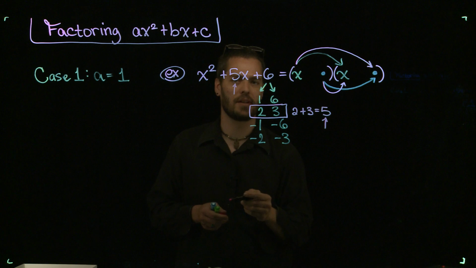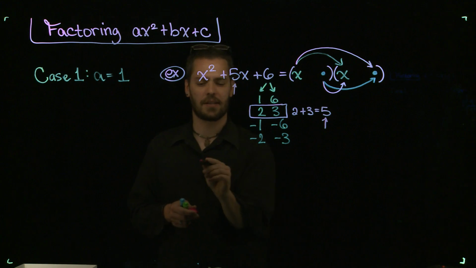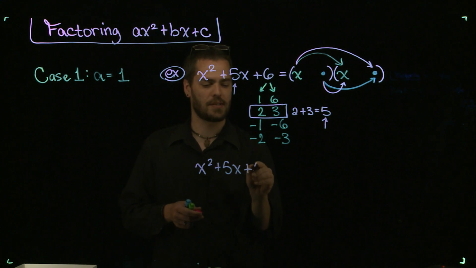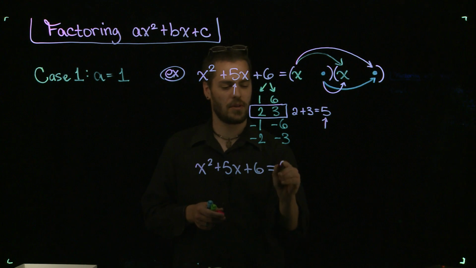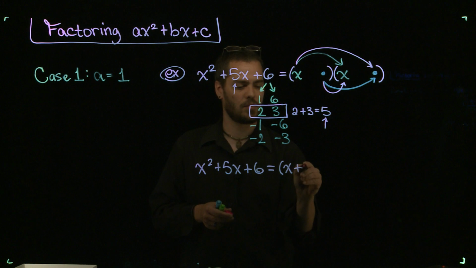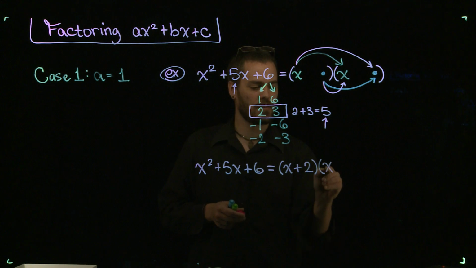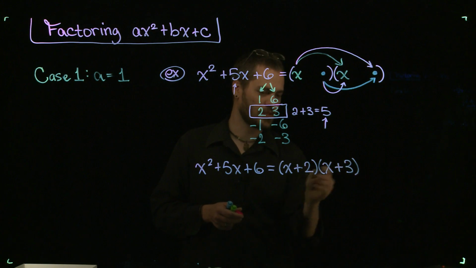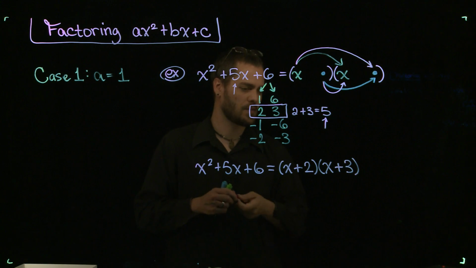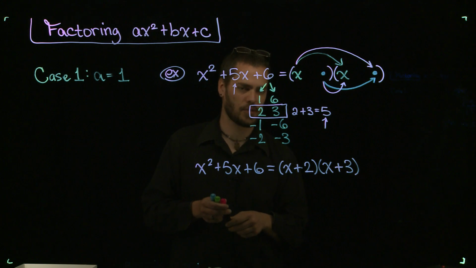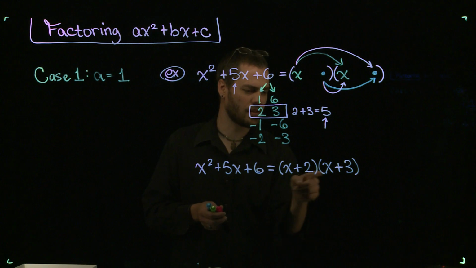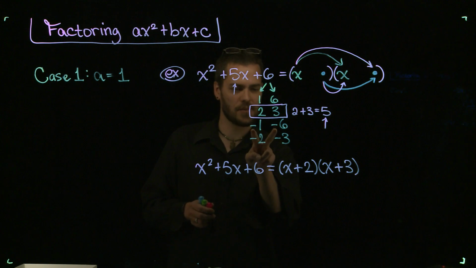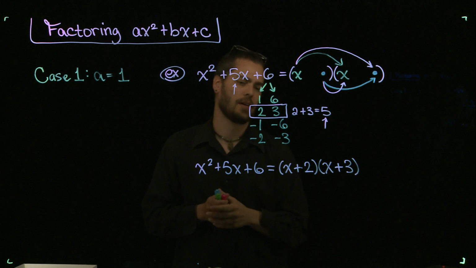Therefore, I can say confidently that this trinomial factors into the following. x squared plus 5x plus 6 factors into x plus 2 times x plus 3. Out of all the options that those two numbers could have been, positive 2 and positive 3 are the correct options. Why did I put a plus here and a plus here? Because these numbers, 2 and 3, are both positive. If I had those negative numbers, then I would have a minus and a minus.